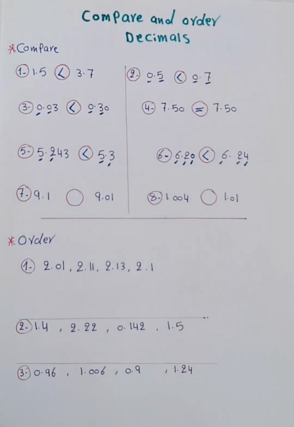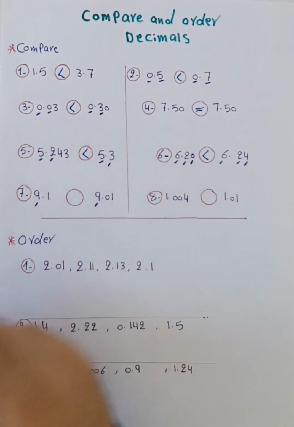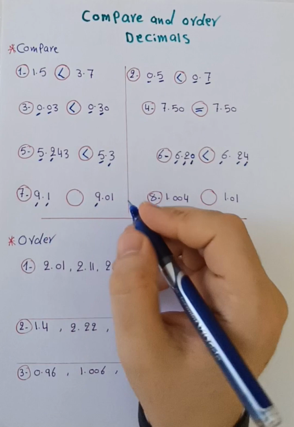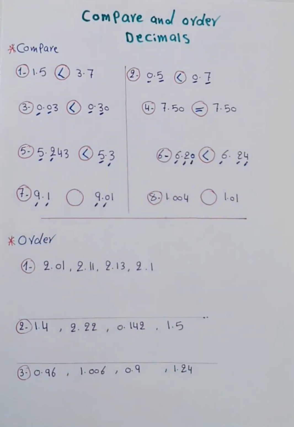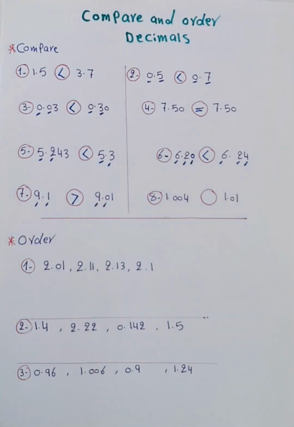Example number 7, you have 9.1 and 9.01. The ones digit is 9, the ones digit is 9. The tenths digit is 1, the tenths digit is 0. So this number is greater than the second one.